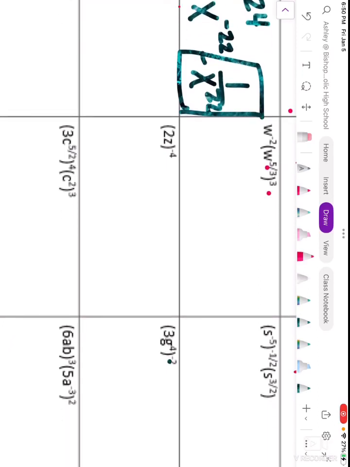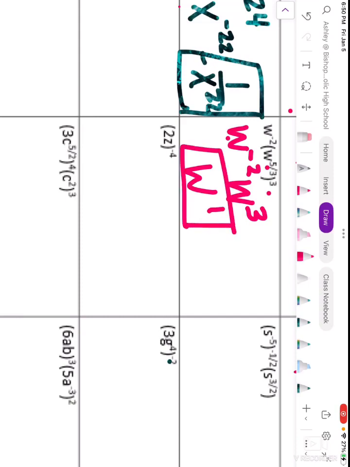Power to a power first, 5/3 times 3 is just 3, and then we would add these because they're being multiplied. Negative 2 plus 3 is 1. So w to the first, or just w.